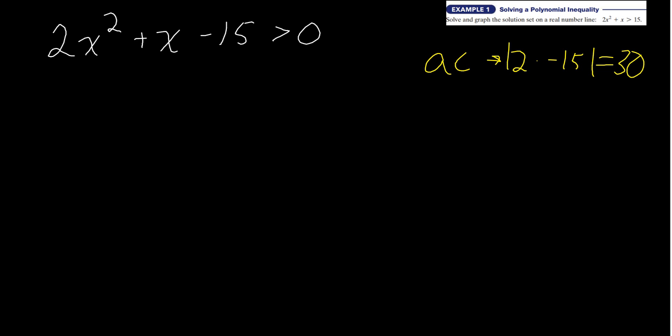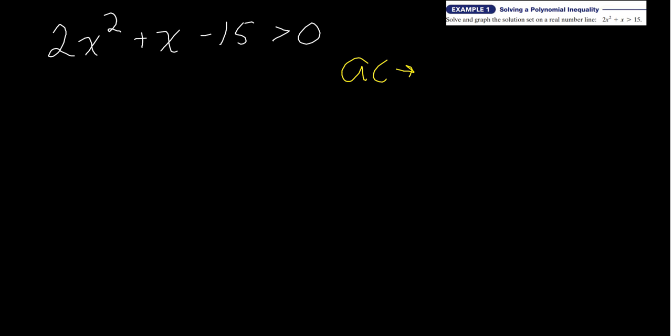Man, I'm running out of room here. Let me fix this a little bit. Okay, I'm going to be erasing this later, so I'm just going to take up a lot of space here. AC is 2 times negative 15. And again, I'm going to put negative 15 here, but I'm going to say equal to 30. And here's why. Essentially we're going to be taking the absolute value of it because I want the positive component.